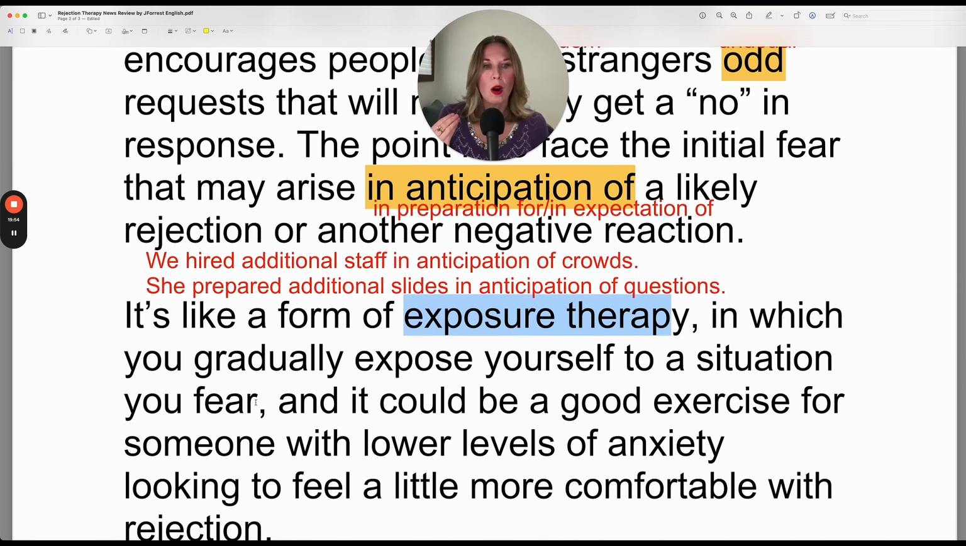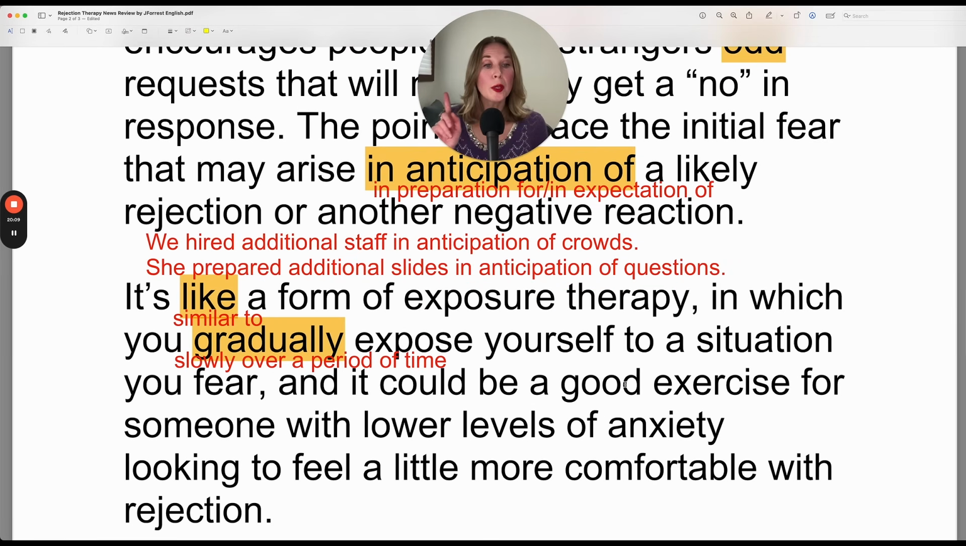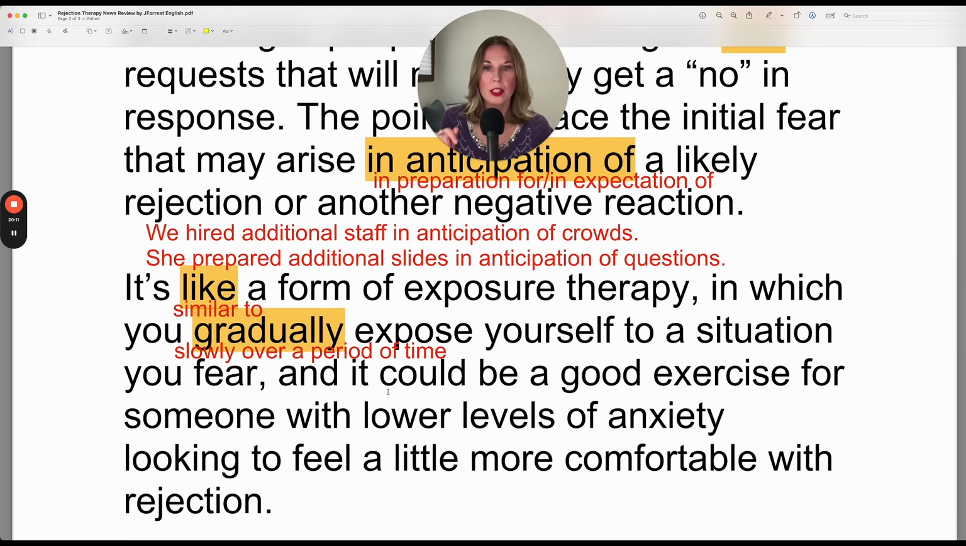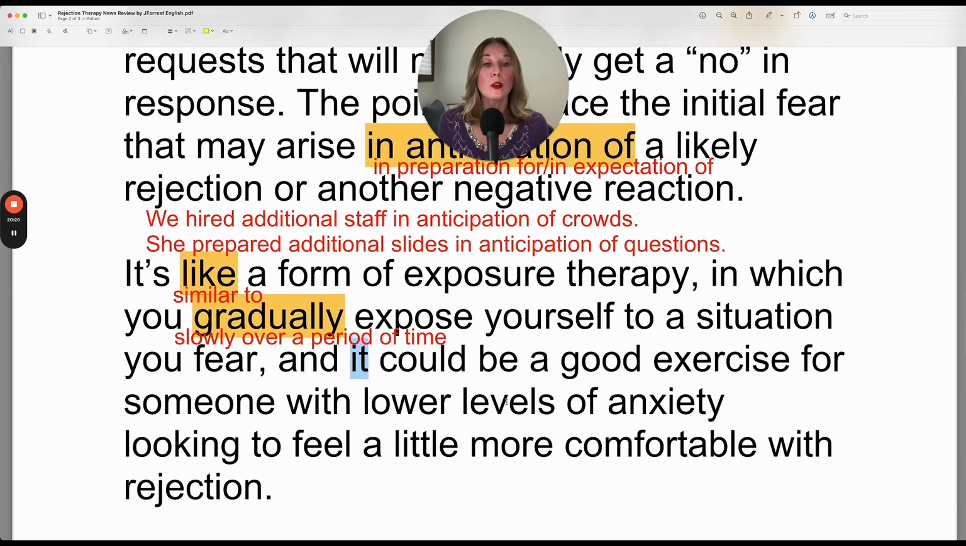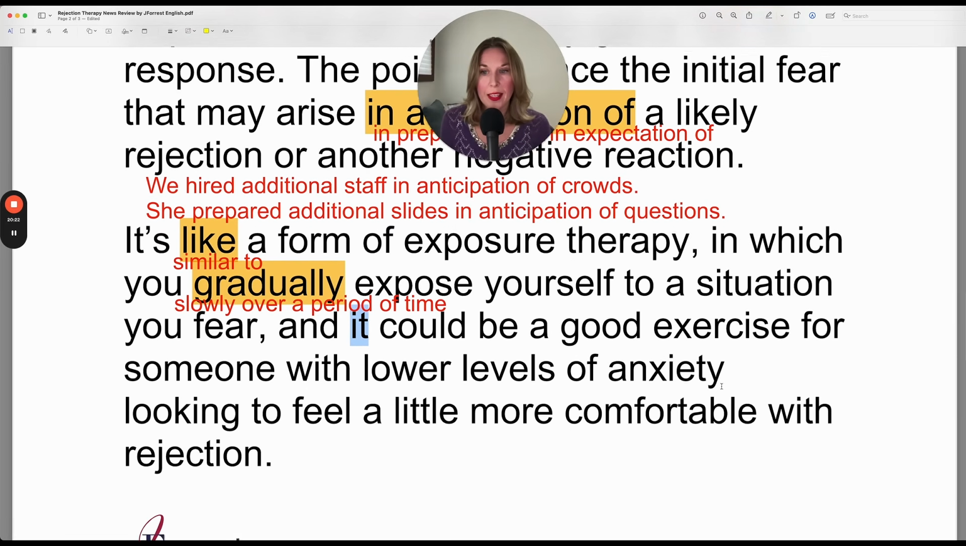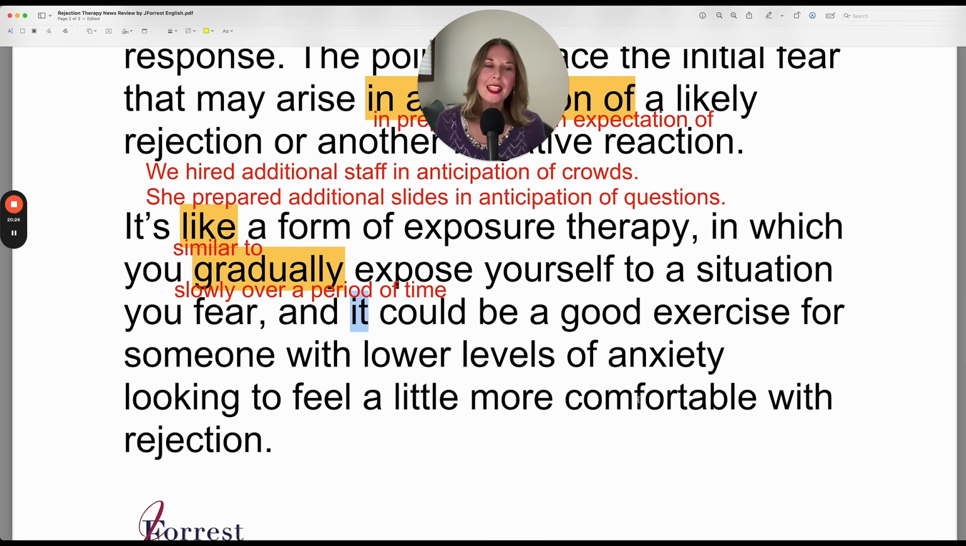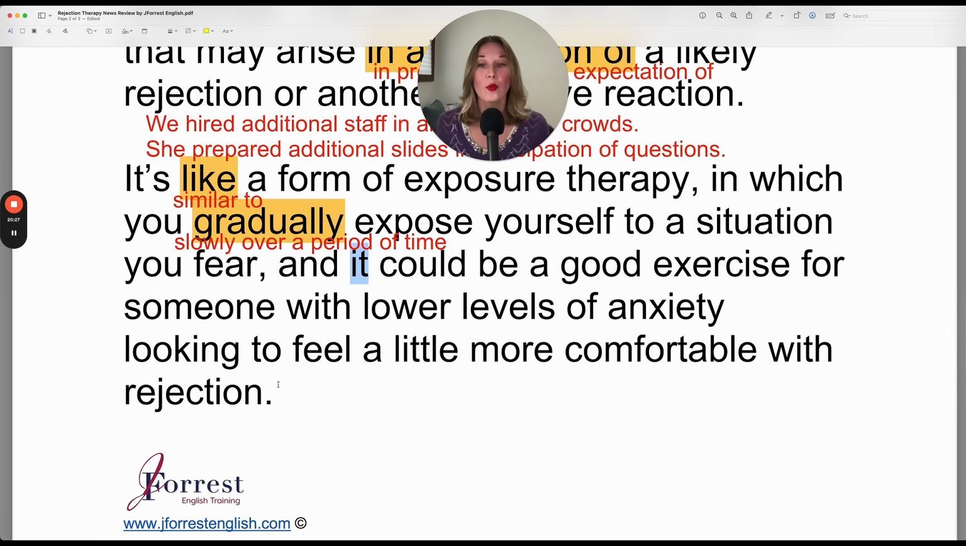So if you are afraid of heights, you might gradually, slowly expose yourself to higher and higher situations. And it could be a good exercise. So rejection therapy could be a good exercise for someone with lower levels of anxiety, looking to feel a little more comfortable with rejection.